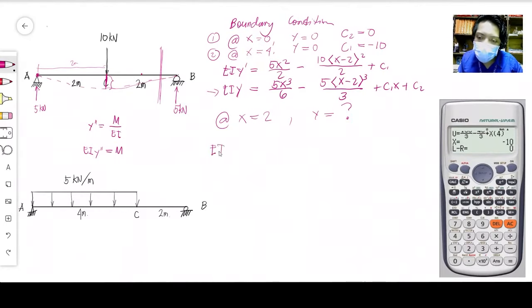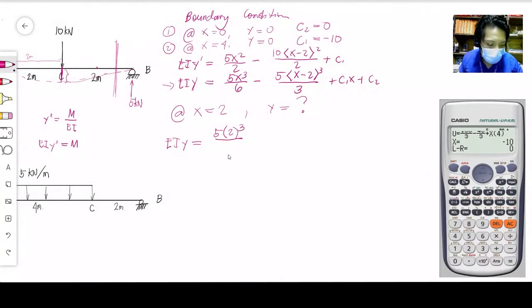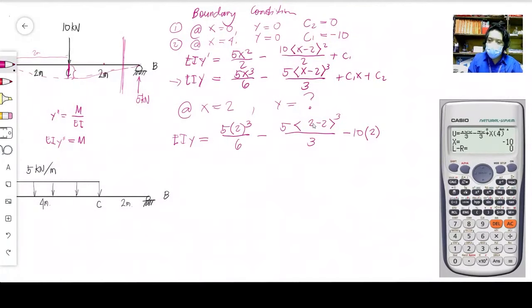EI y is equal to 5x cubed over 6, sorry, where the value of x is 2, minus 5 times x is 2 minus 2 cubed over 3, plus C1, which is negative 10, times the value of x, which is 2, plus C2. C2 is 0, so I will not write it. And this is also 0, right? 2 minus 2 is 0. So EI y is equal to 5 times 2 cubed divided by 6, that is 20 over 3.